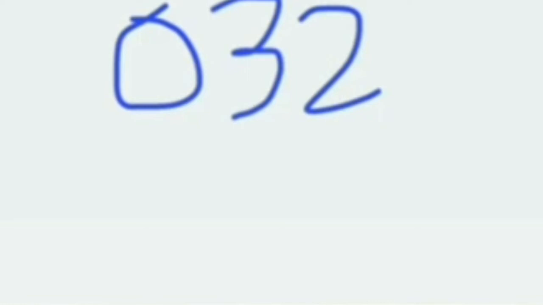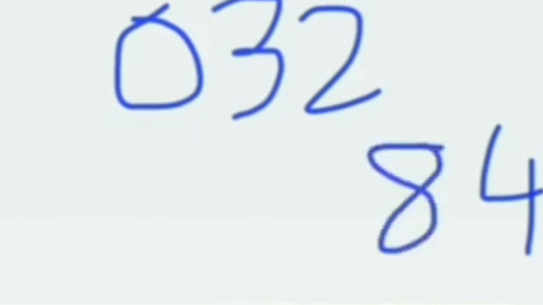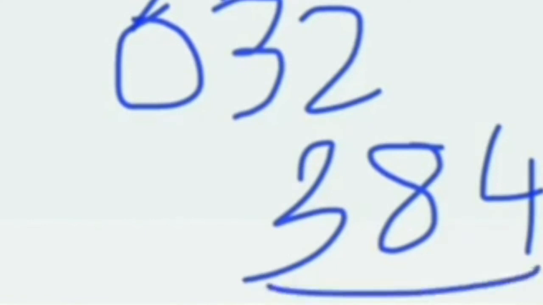Take 2, double is 4, write that 4. Next take the 3, double is 6. Plus we add the neighboring digit, that is 2. So 6 plus 2 is 8. Next take 0, double is 0, so 0 plus 3 is going to be 3 only. So 384. So 32 into 12 is going to be 384. This is the simple answer.